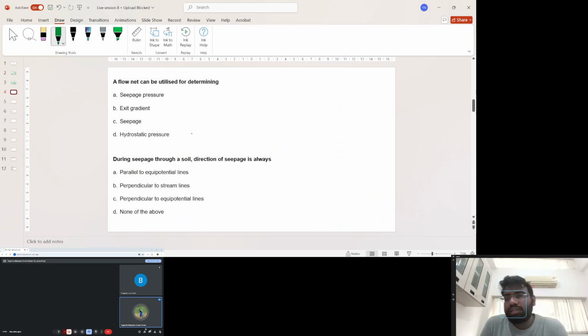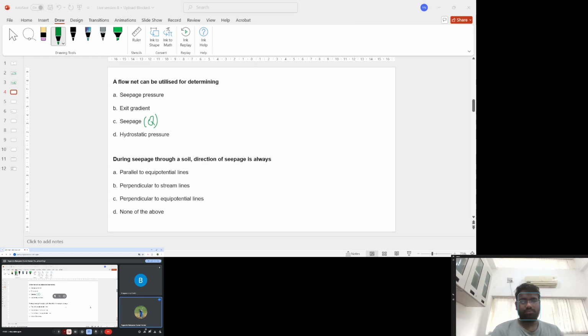So now we are entering the flow net, two-dimensional flow. The flow net can be utilized for determining option A seepage pressure, option B exit gradient, option C seepage, that is, the quantity of seepage discharge Q, and option D hydrostatic pressure. Any guesses? Any answers?